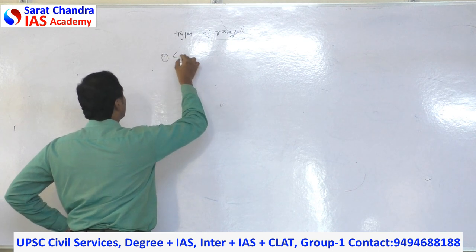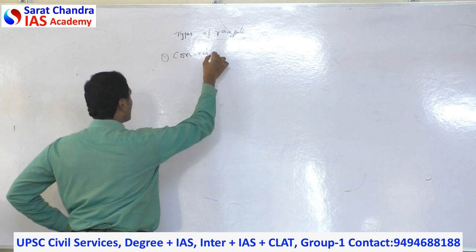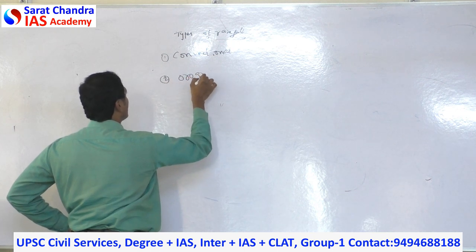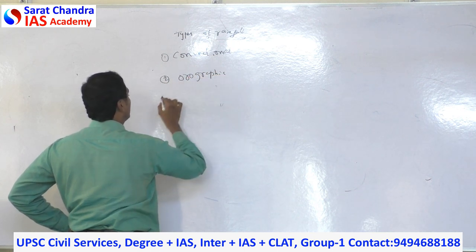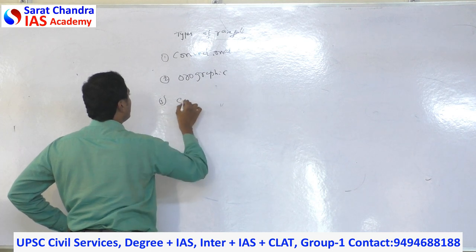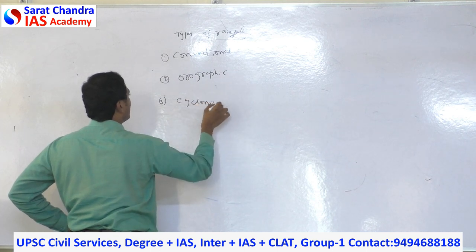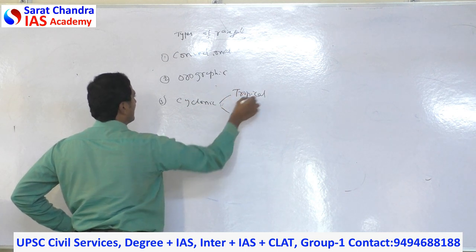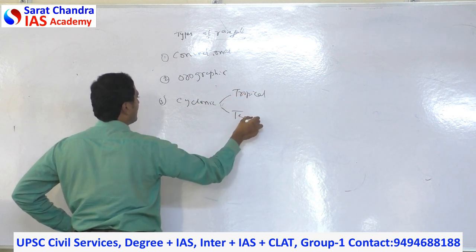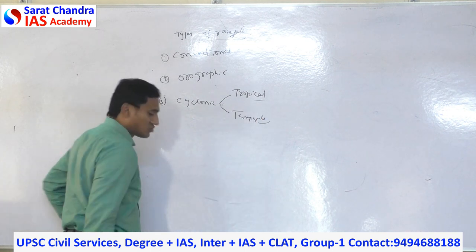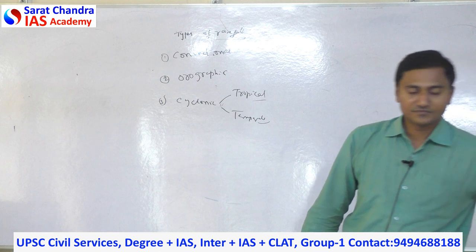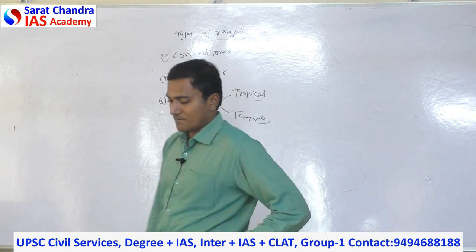One is convectional rainfall. Second one is orographic rainfall. The third one is cyclonic rainfall. Friends, cyclone again is of two types: tropical cyclone and temperate cyclone. Tropical cyclone and temperate cyclone are the two types of cyclones that you observe.